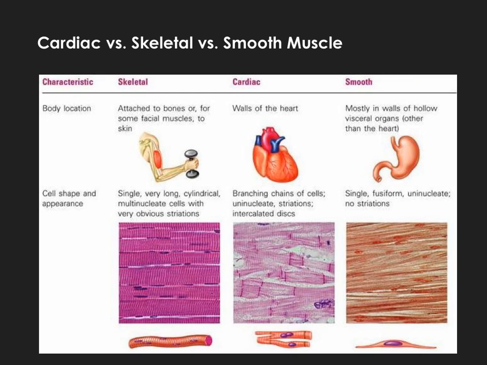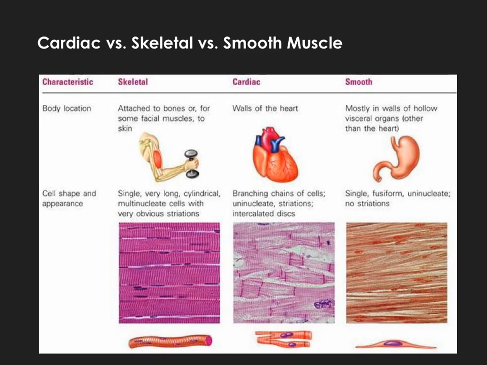Some more differences: skeletal muscle is made of very long cells, and they're multinucleated, so they have many nuclei in there. You can see them all around. Cardiac muscle branches, so you can see this branching down here. It branches off, and then it has these really dark lines right here, which is very characteristic of cardiac muscle.